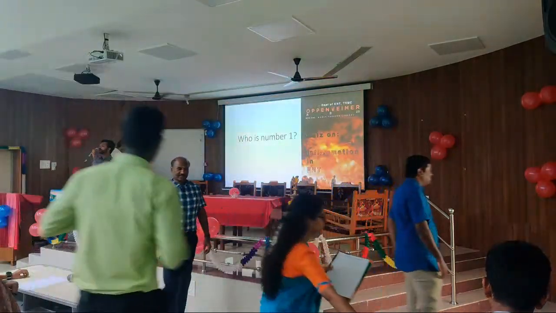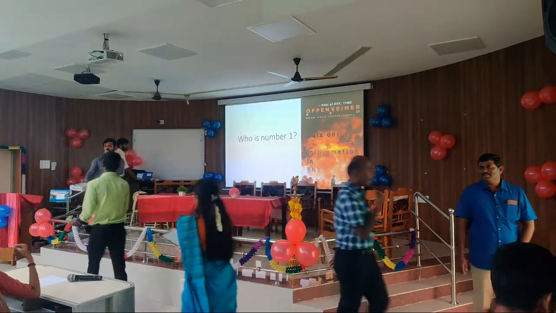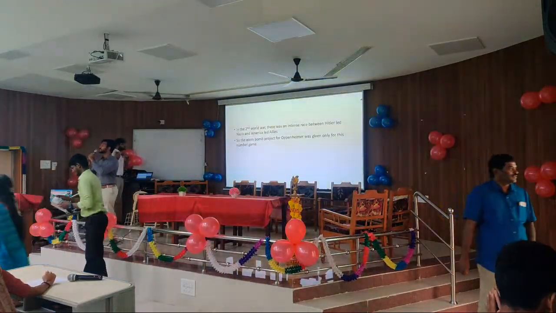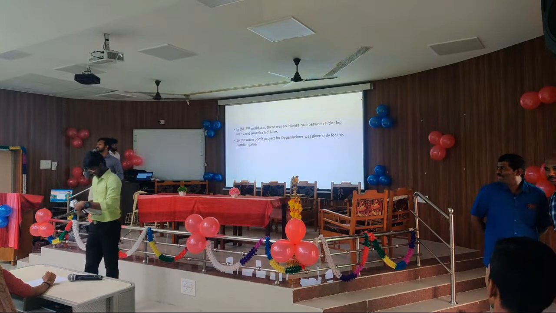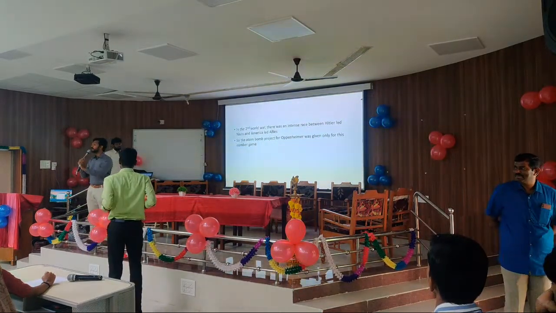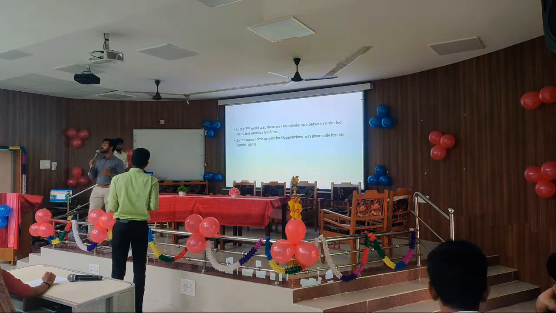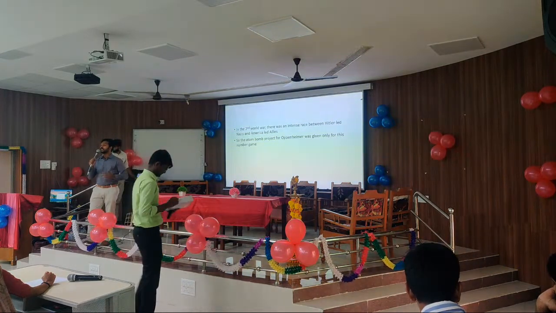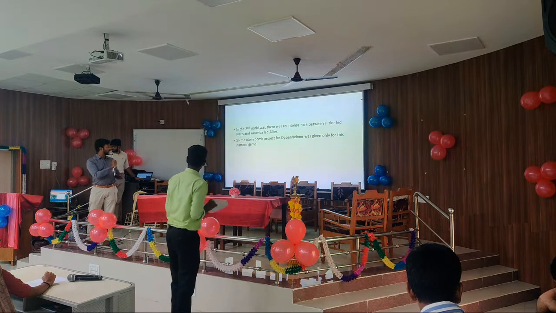So round 2, who is number 1? The basic idea of Oppenheimer is who is number 1, Allies or Nazis? That's the basic idea of creating Oppenheimer. Oppenheimer has justification for finding out the atom bomb. So this round is about a number game.